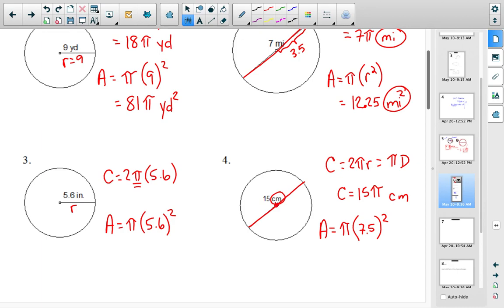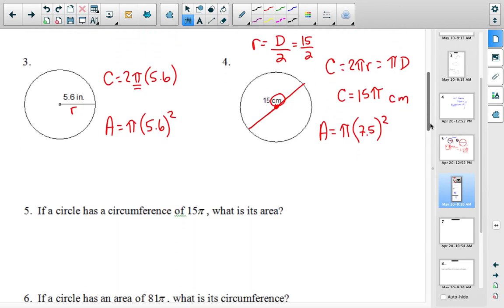Why that? Because radius is half the diameter, right? Radius is my diameter divided by 2. So in this case, it's 15 divided by 2, which would be 7.5 squared.